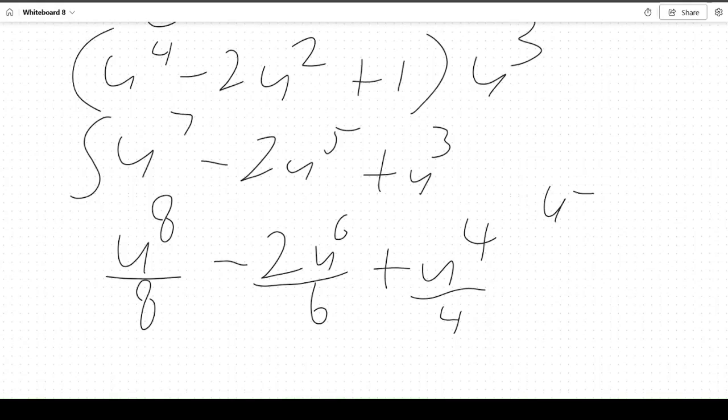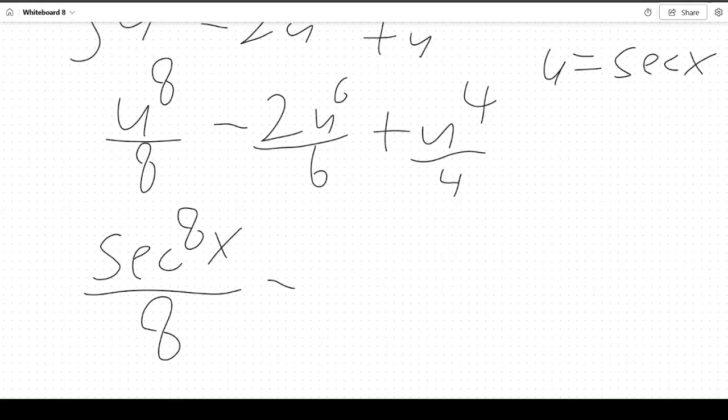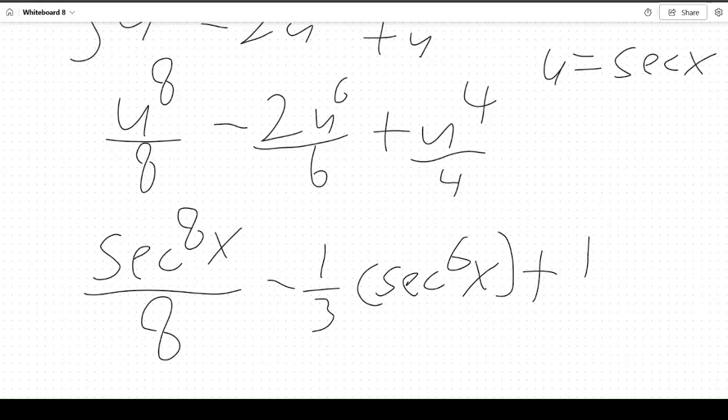Now remember we have our u equal to secant x, so plug it back in. Secant to the power of 8x over 8 minus 2 divided by 6, which can be 1 over 3, so it'll be 1 over 3 secant to the power of 6x plus 1 over 4 secant to the power of 4x.